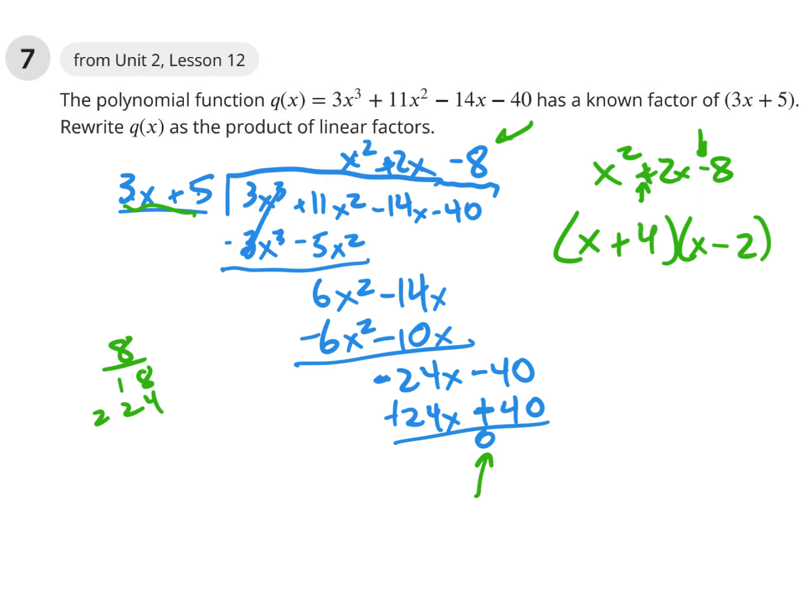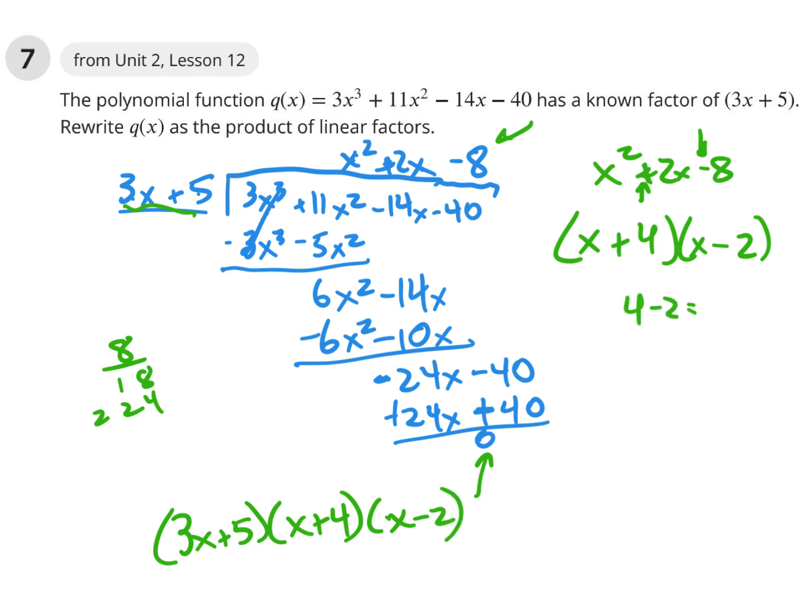So now, our linear factors are 3x plus 5, x plus 4, and x minus 2. And I can always check because 4 minus 2 equals 2. 4 times negative 2 gives us negative 8. This is your second term, and this is your third.